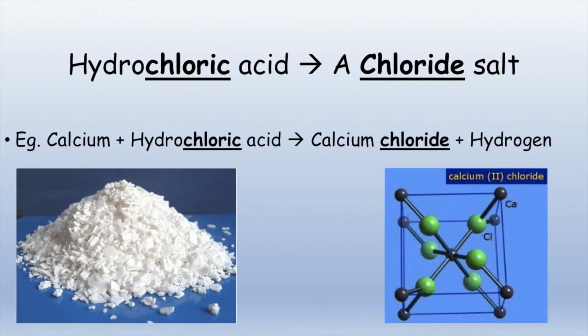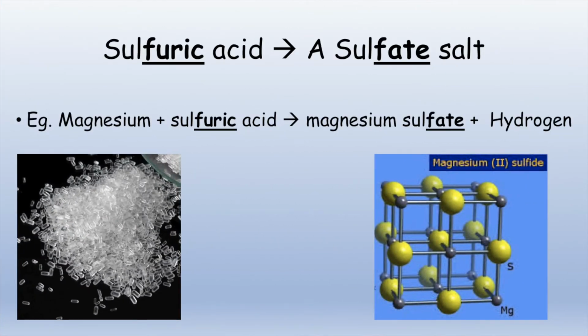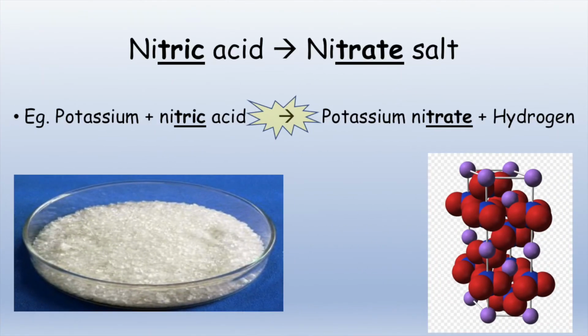So the 3 that you need to know are hydrochloric acid, which becomes a chloride, sulfuric acid, which becomes a sulfate salt, and nitric acid, which becomes a nitrate salt.